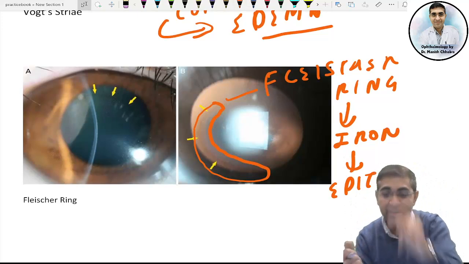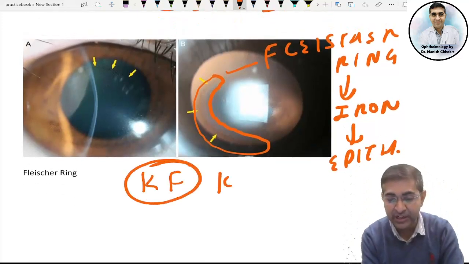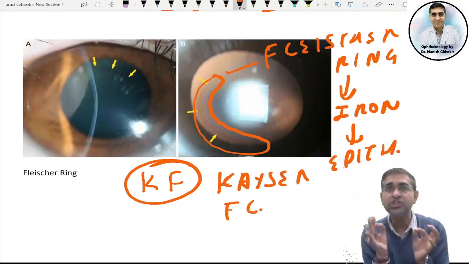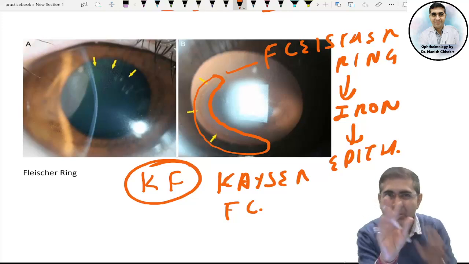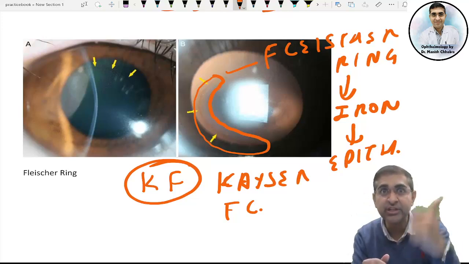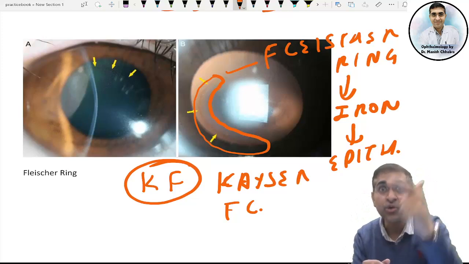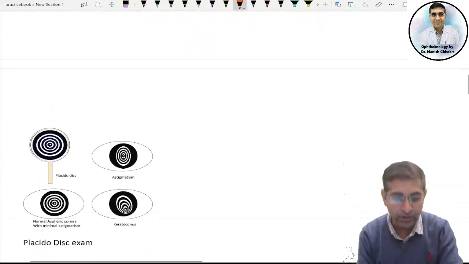Don't confuse it with another ring, which is your Kayser-Fleischer ring. This is actually copper deposition in the Descemet's membrane of the cornea. So are you able to differentiate? One is Fleischer, iron, corneal epithelium. Another is Kayser-Fleischer, copper, Descemet's membrane. Okay, and what next?